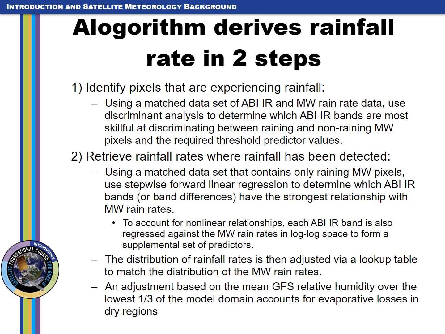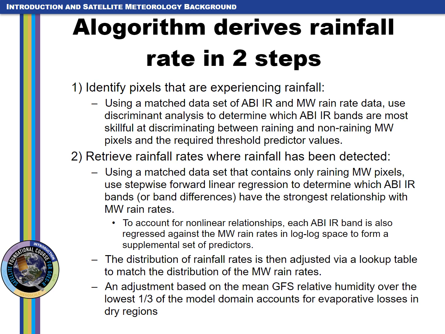The algorithm derives rainfall rate in 2 steps. First, identify pixels that are experiencing rainfall. Using a matched dataset of ABI, IR, and microwave rain rate data, use discriminant analysis to determine which ABI IR bands are most skillful at discriminating between raining and non-raining microwave pixels and the required threshold predictor values.